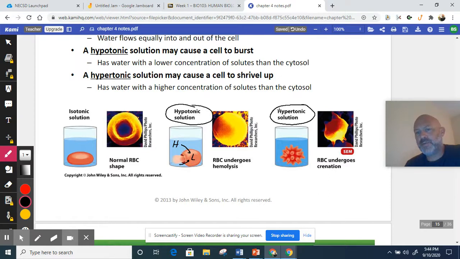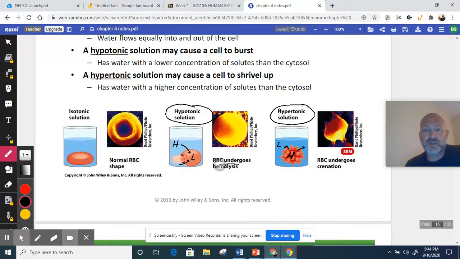When we put it in a hypertonic solution, there's more salt in this water, so there's a higher concentration of water inside the cell compared to outside the cell, and that's what causes the water to leave the cell. So usually a good way to remember this is water will go where the salts are. If there's more salt inside the cell, then the water is going to go inside the cell. If there's more salt in the water, then the water is going to leave the cell and go into the salt. All right, so that's how we end up with these changes in shape.